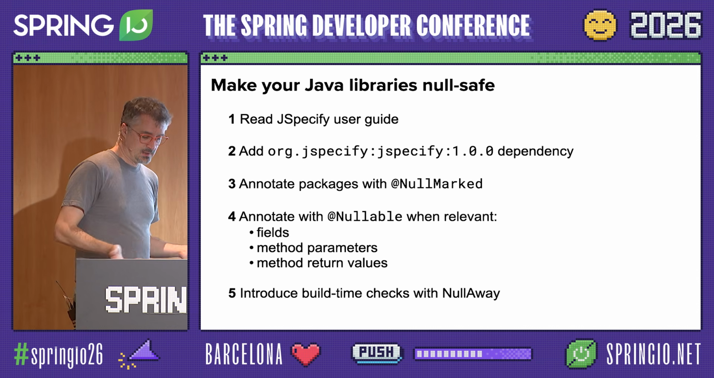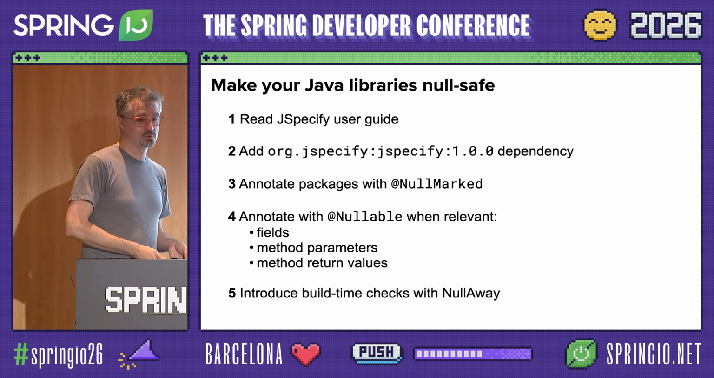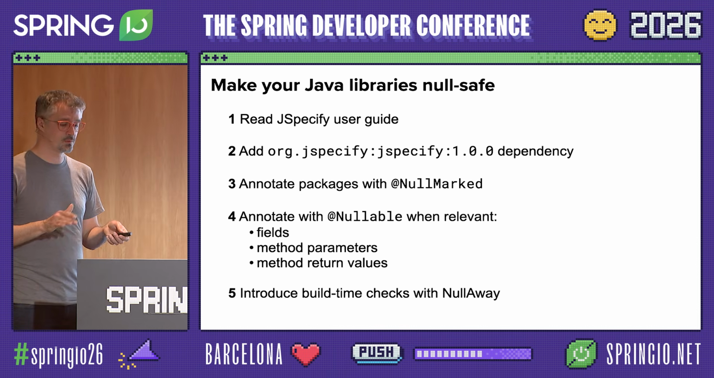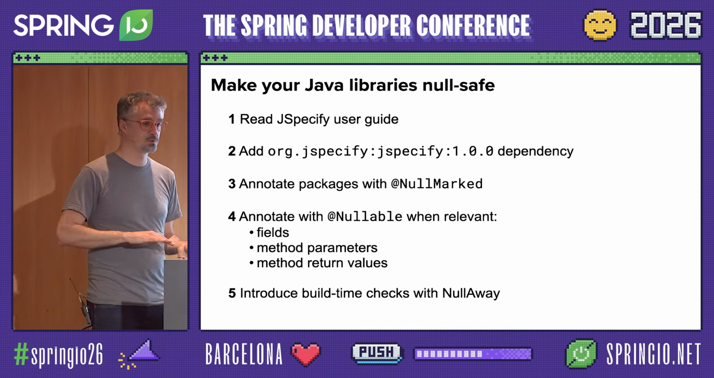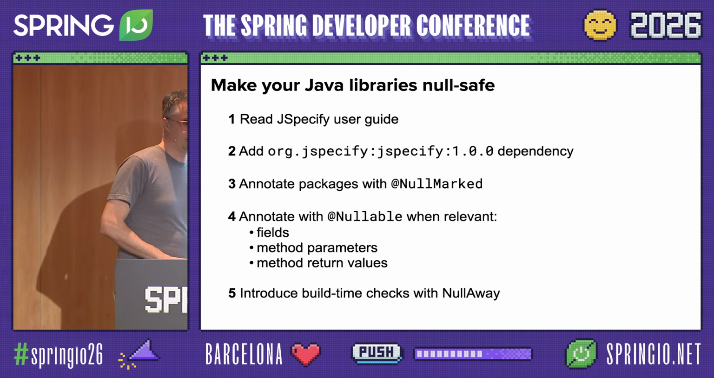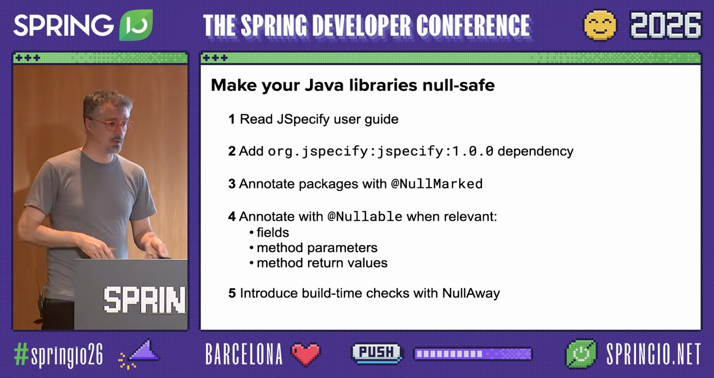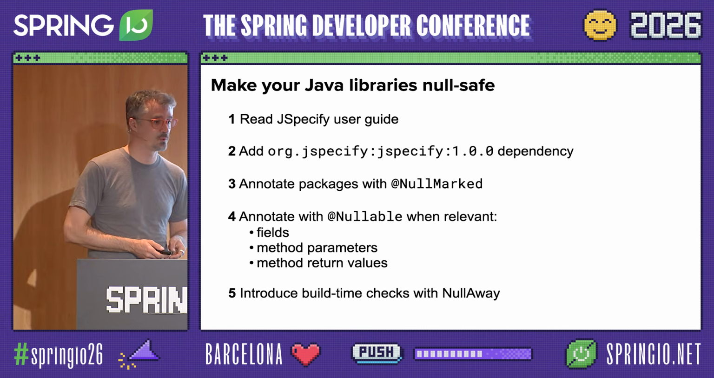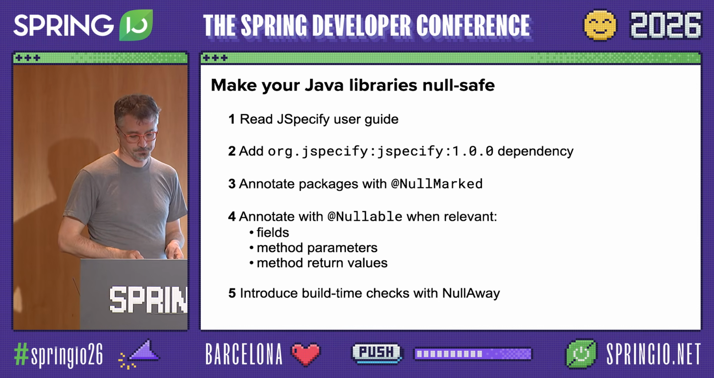And it's a bit more work, but I advise you to use NullAway to check the consistency of those annotations across your project, because otherwise you will have mismatches. But if you just want to annotate, it will be fine, and you are just responsible for the consistency of those annotations.